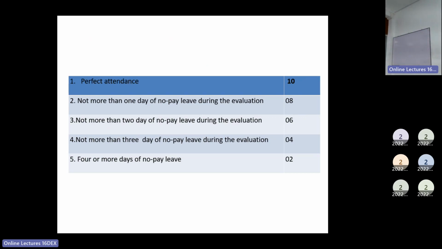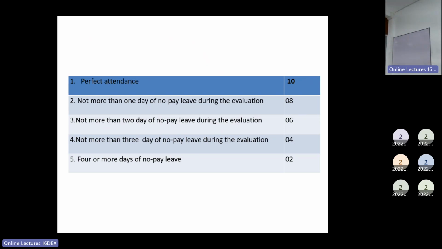For example, one of the employees has taken 2 days of no pay leave. So how do we evaluate? Which is the statement that best applies to that particular employee? First one, second one, third one. One has taken 2 days of no pay leave, not more than that. Which one? Third one is the statement that best applies to the employee. So how many marks should be given? 6 marks, right? So this is just for attendance.